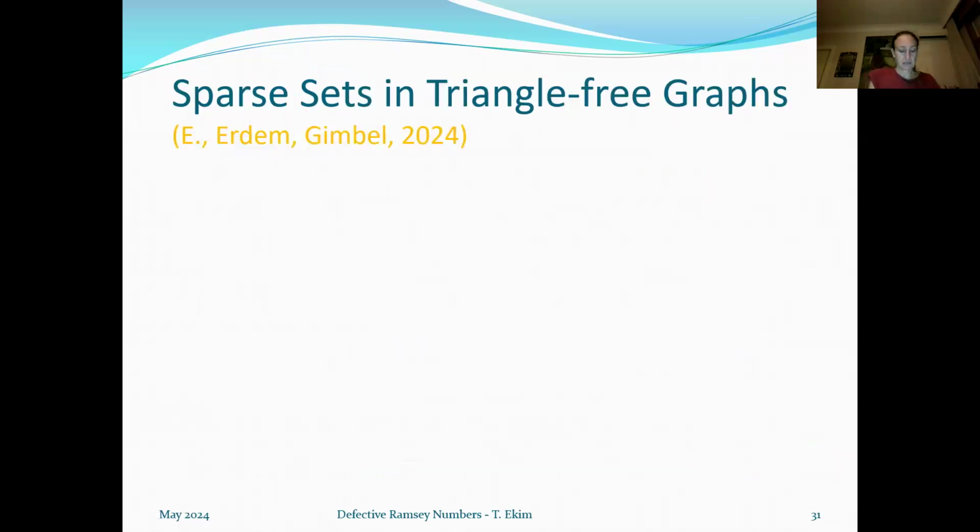Lastly, this is the last result I want to mention. We apply this idea to triangle-free graphs. So here we have no triangles. Well, if there's no triangle, there's no clique of order 3 or more, right? So no triangle, no big cliques.